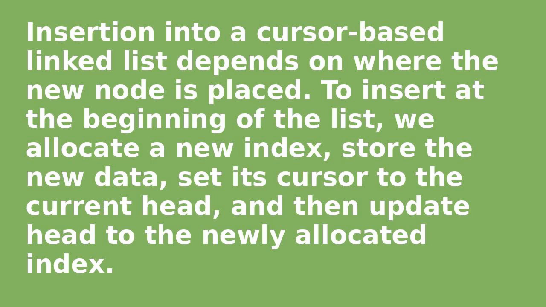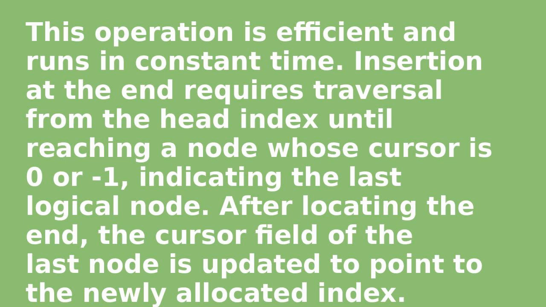Insertion into a cursor-based linked list depends on where the new node is placed. To insert at the beginning of the list, we allocate a new index, store the new data, set its cursor to the current head, and then update head to the newly allocated index. This operation is efficient and runs in constant time.